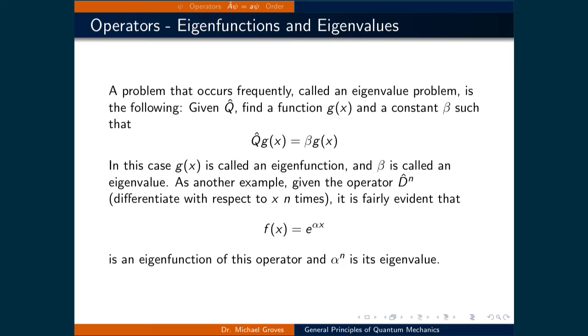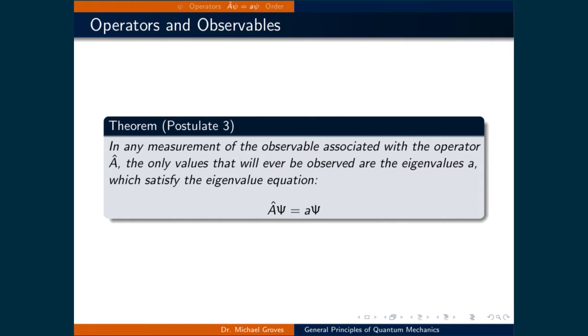Bringing this back to our discussion of quantum mechanics, wave functions are eigenfunctions of operators, and the classical observables are the eigenvalues. This brings us to our third postulate. In any measurement of the observable associated with the operator a hat, the only values that will ever be observed are the eigenvalues a, which satisfy the eigenvalue equation a hat times psi is equal to a times psi.